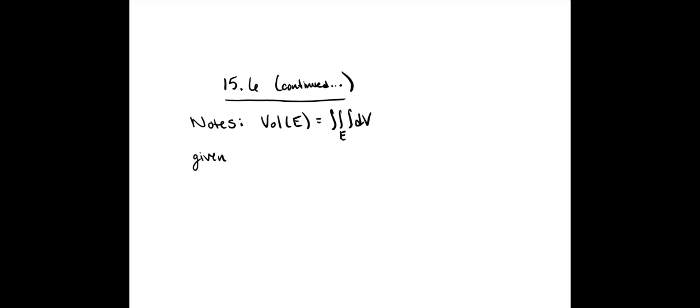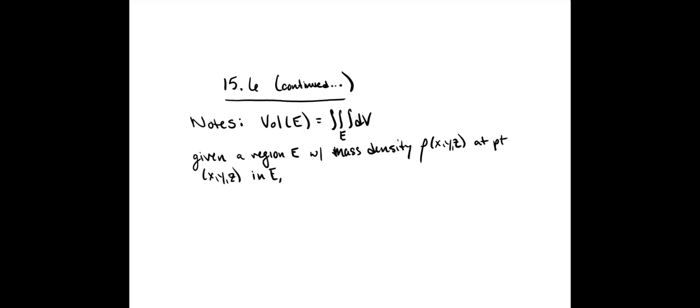First of all, one nice application is given a 3D solid region E, with mass density, we'll call this Greek letter rho of x, y, z, at any point x, y, z in the region. So given a region E, if we know the mass density, which is really just mass per volume, like kilograms per cubic meter, for example. This is a mass per volume.